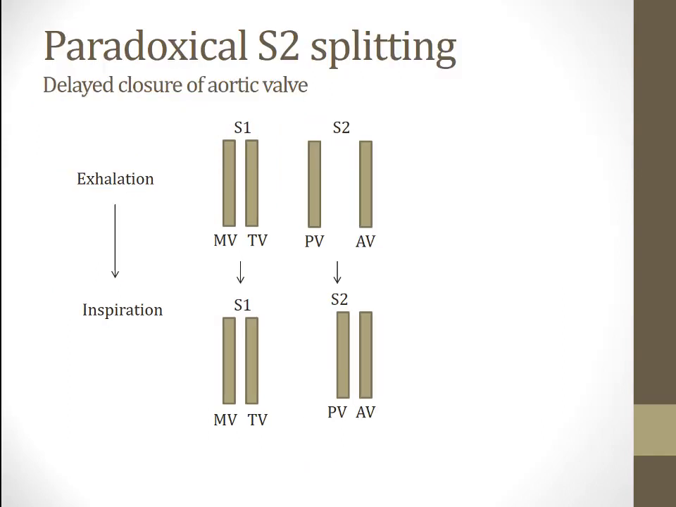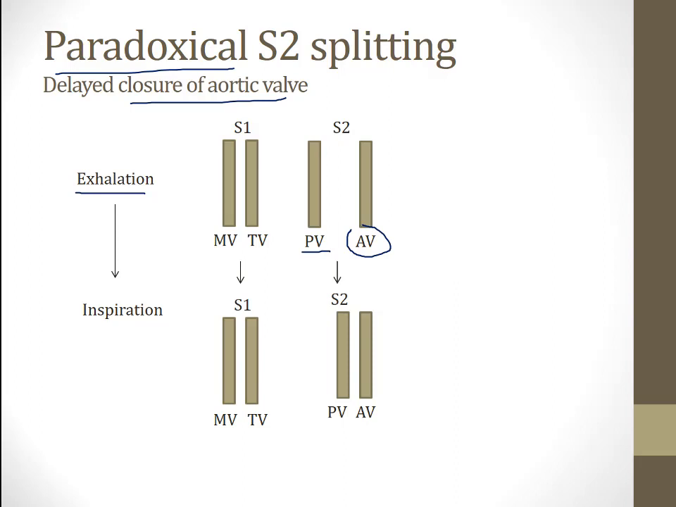The final abnormal pattern of S2 splitting is called paradoxical splitting. This occurs anytime there is delayed closure of the aortic valve, and there are a number of reasons for this that we'll talk about in a minute. So in this situation, when the patient is exhaling, the aortic valve has delayed closure and thus it is split from the pulmonic valve component of the second heart sound.